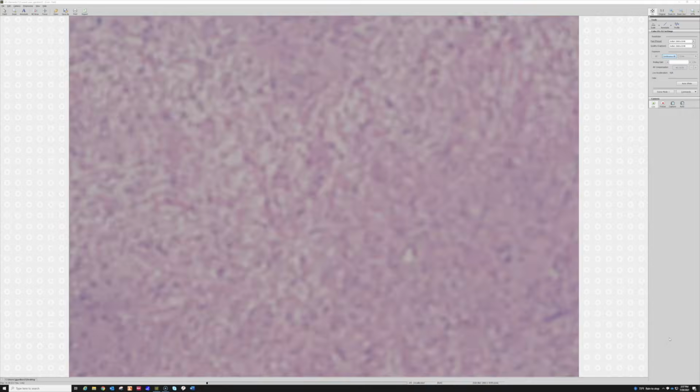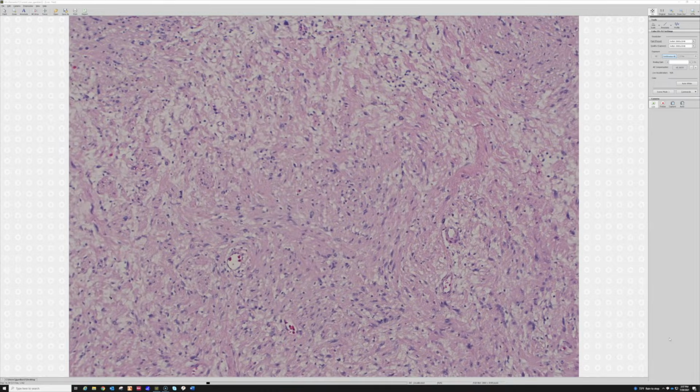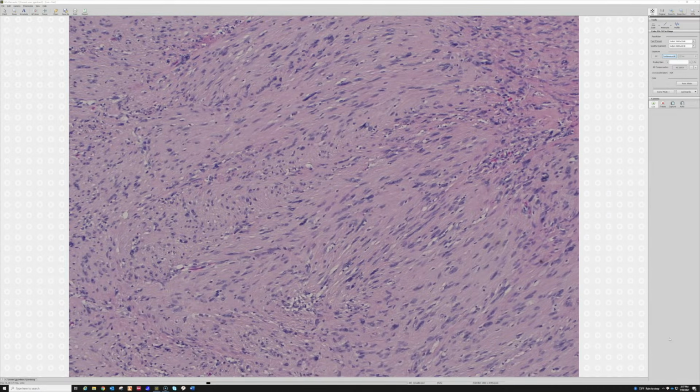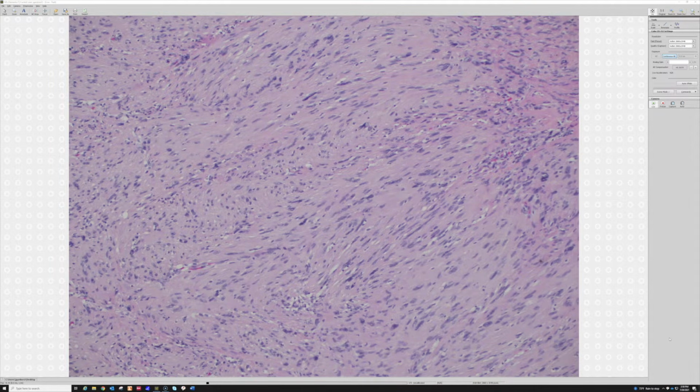So these are all haphazard spindle cells, right, in this loose background. But then what about the more cellular area? How are the spindle cells arranged here? So the nuclei seem to be palisading, like parallel to each other.